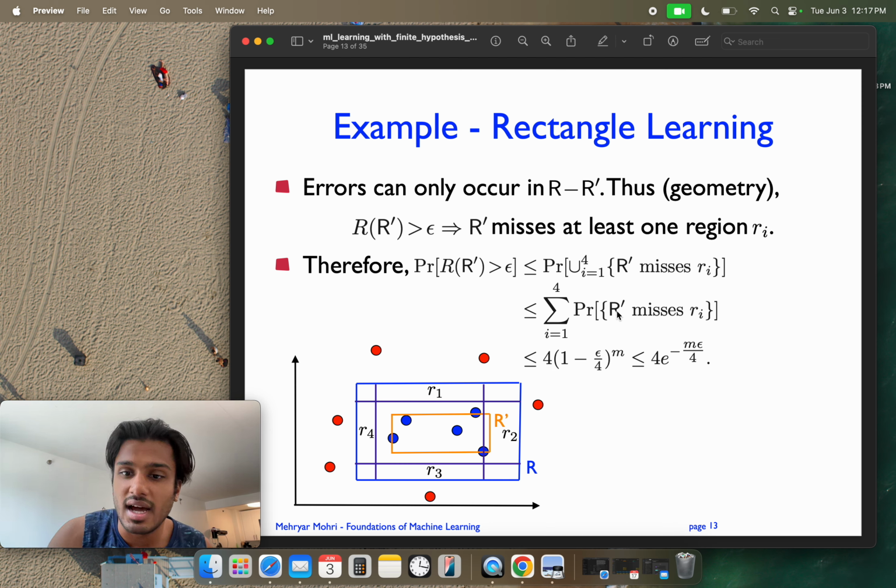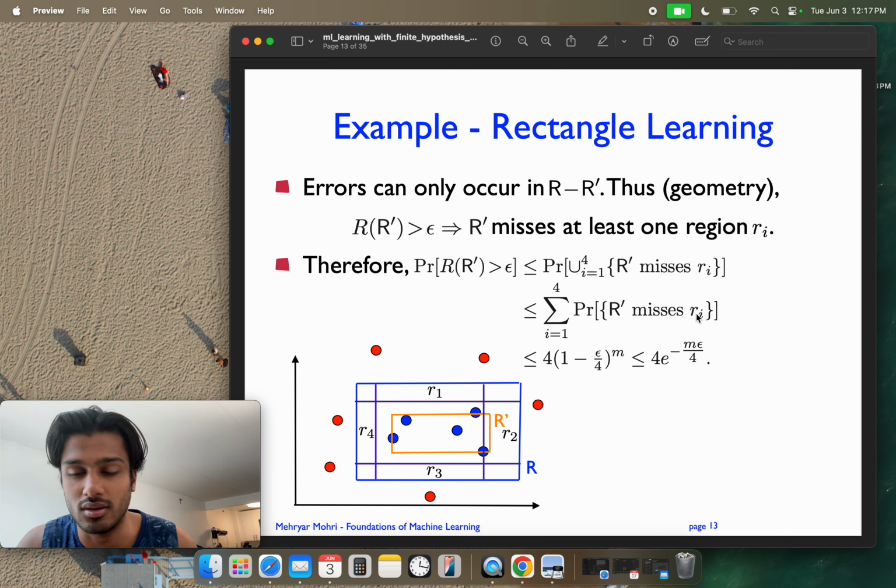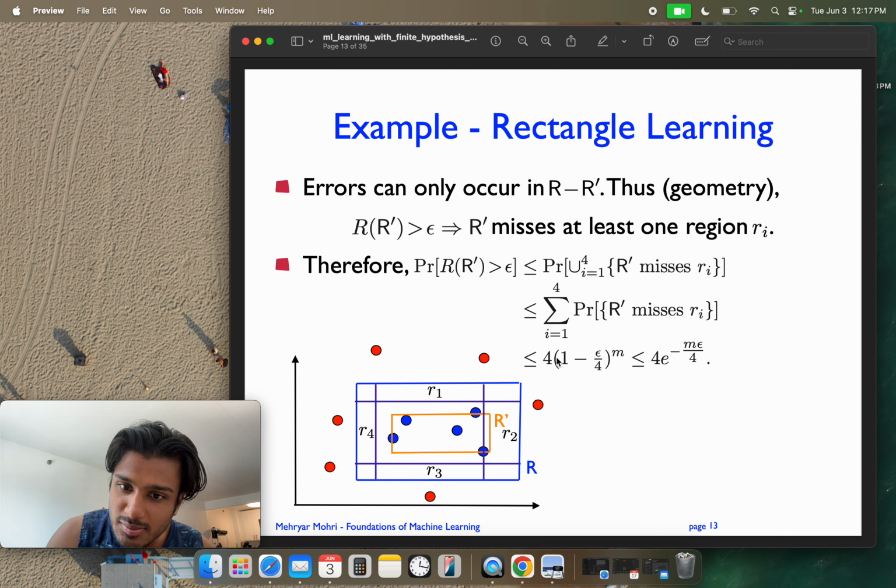And the probability that R prime misses Ri is that there are no points in R1, there were no points in R2. Like if you sample m points, none of them landed in R1 or R2 or R3 or R4. And what is the probability of that happening? The probability of that happening is (1 minus epsilon by 4) to the power m. And for all 4 regions, so it's multiplied by 4 basically.